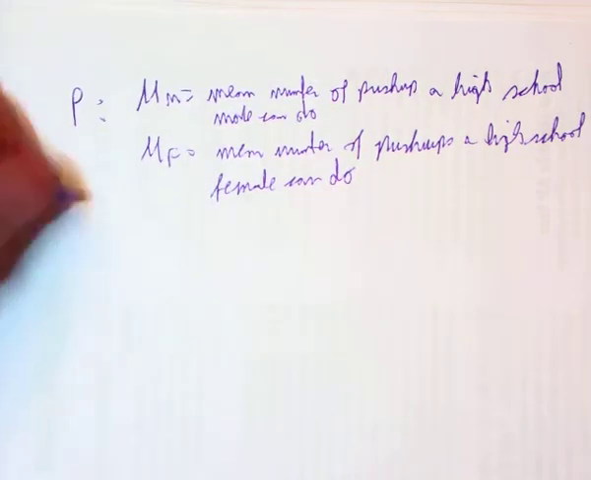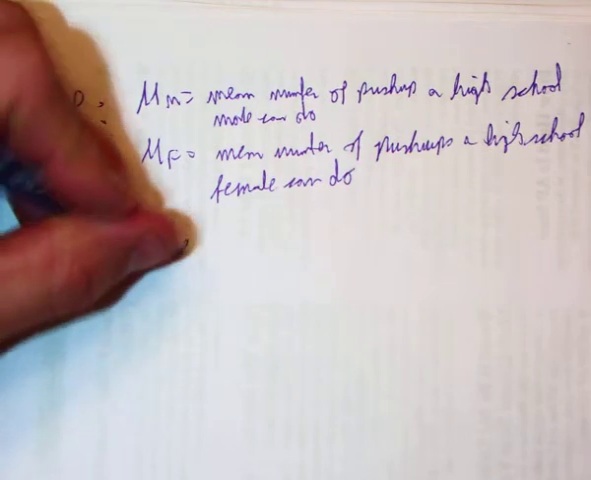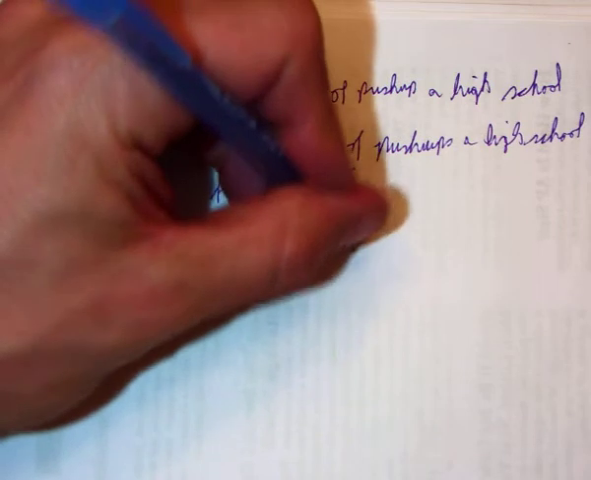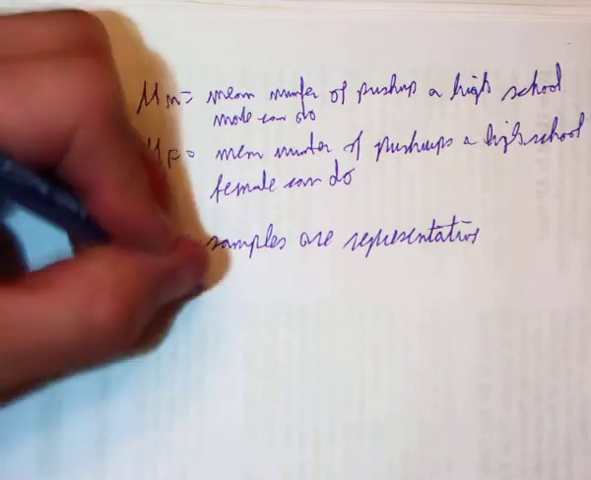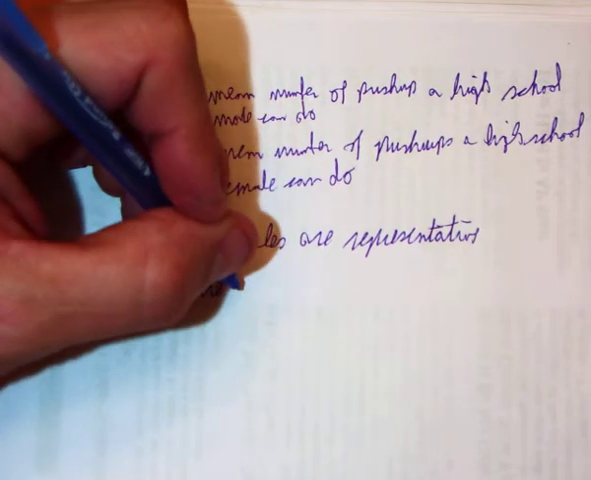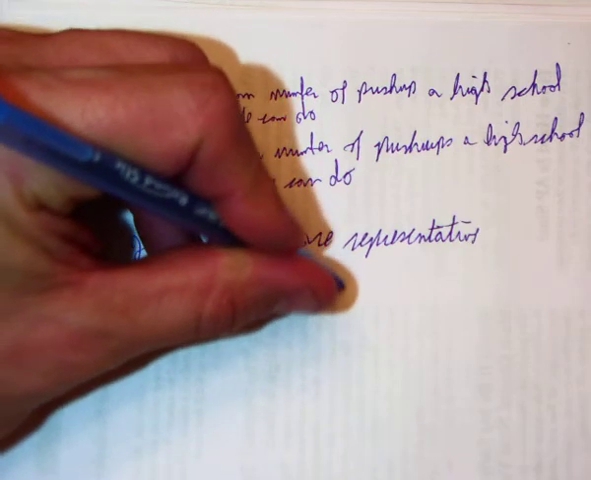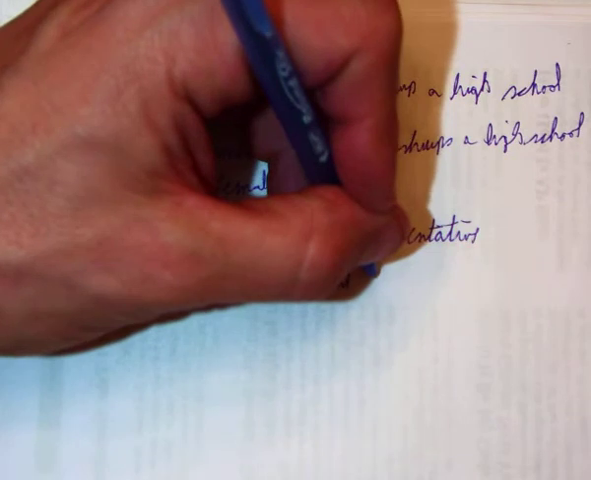So our assumptions: these samples are not random, but they are representative. These samples are independent. They're not matched. In other words, the number of push-ups that the females can do did not affect how many the males can do.